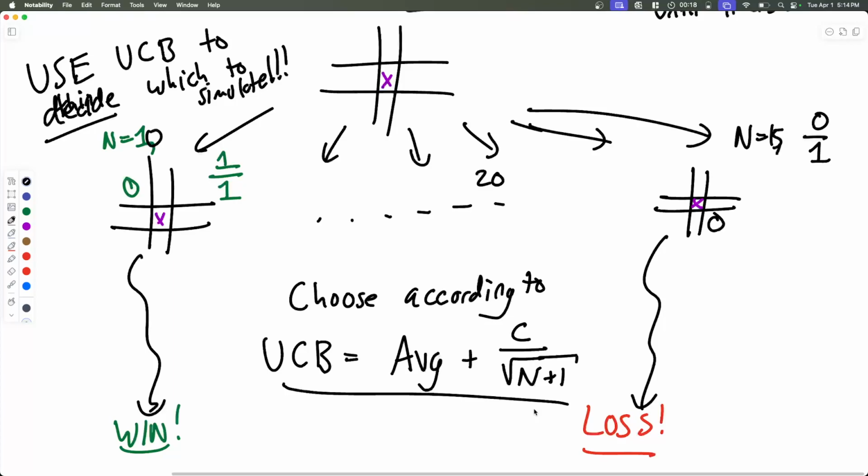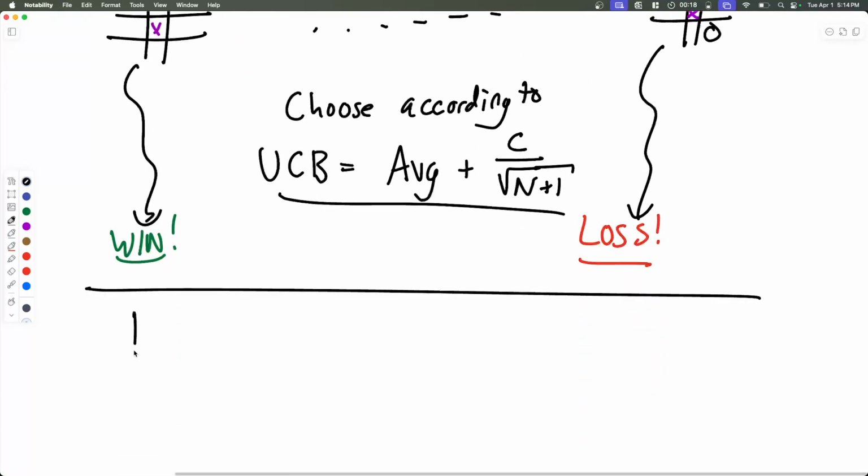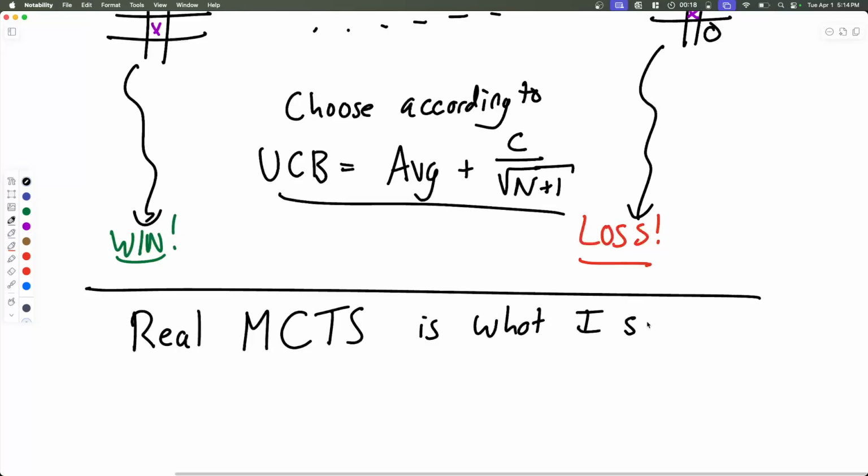Except for there's one extra detail, which is the way I run it, I made it seem like this move is just like a final thing you always run from here. In reality, in Monte Carlo tree search, you build a tree. So real Monte Carlo tree search is exactly what I said, but you build the tree as you go. MCTS is what I said, plus building a tree. Build tree as you go.